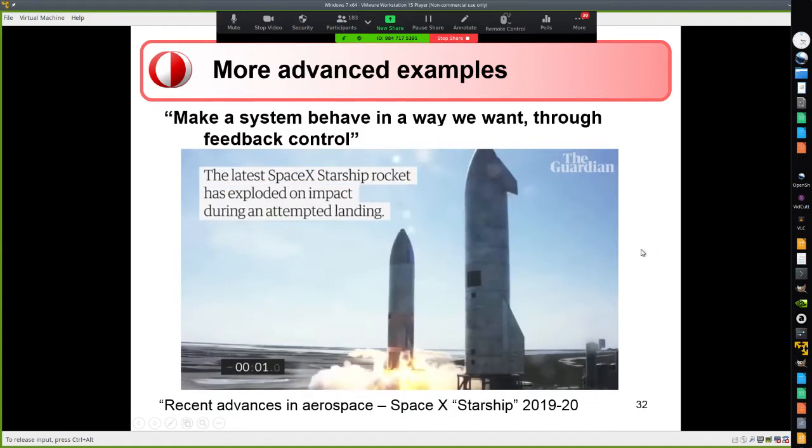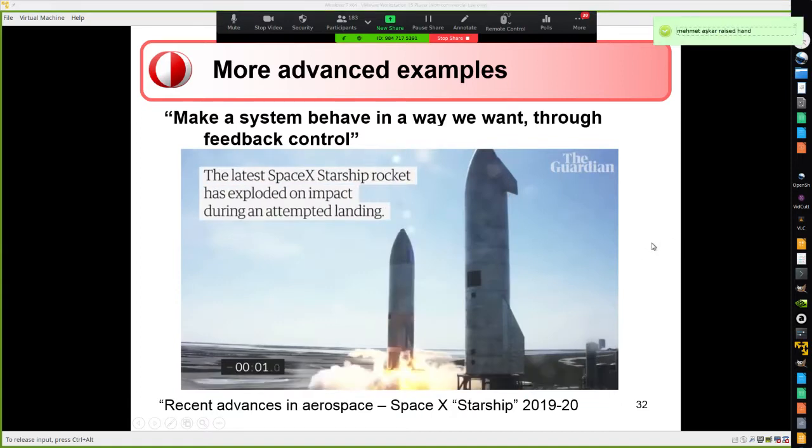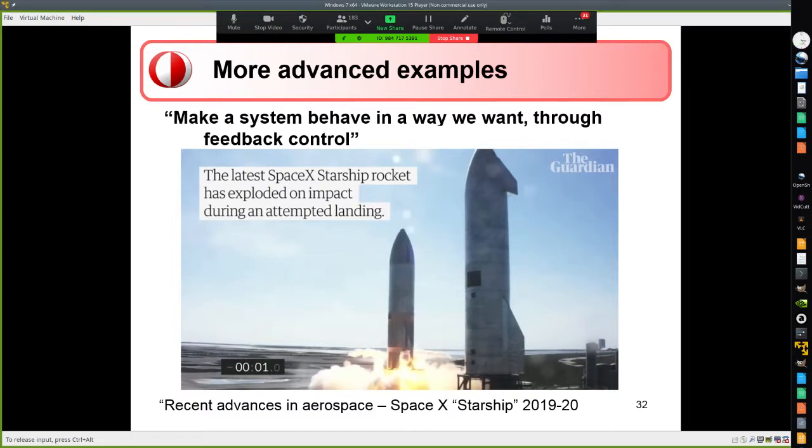Okay, so kind of a major loss, but obviously this is a gradual improvement, and in fact the next test that you can find on the internet was a successful test actually.